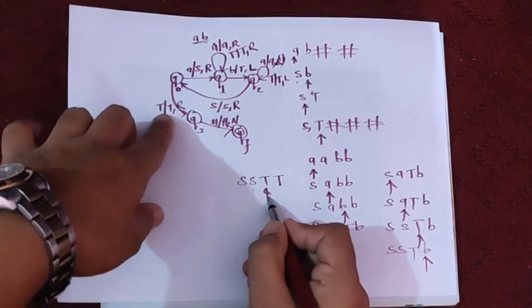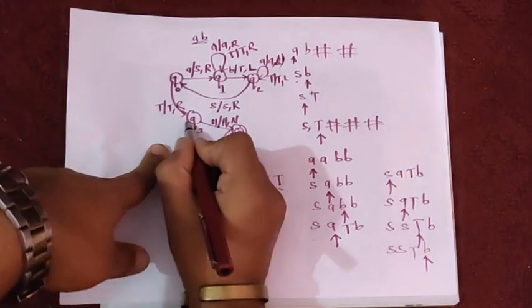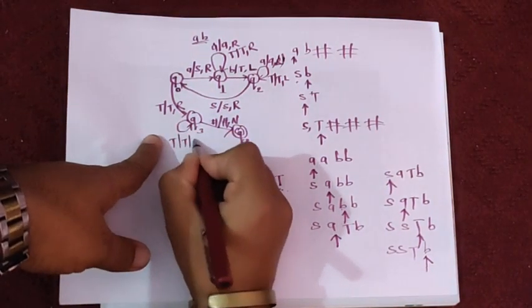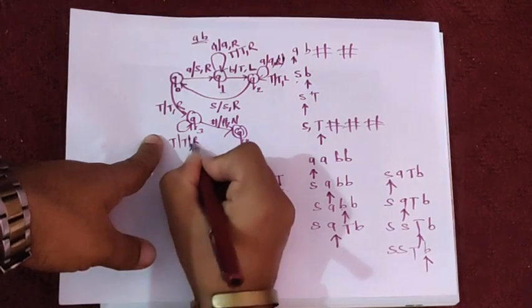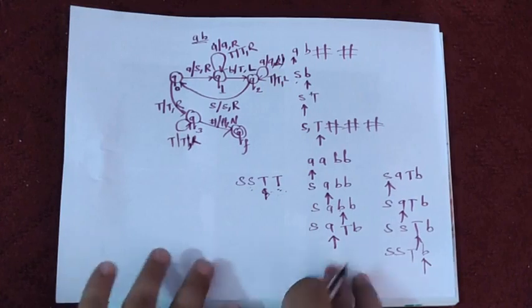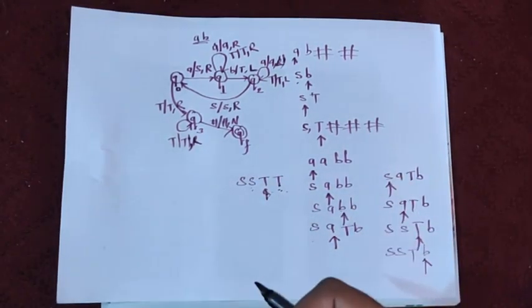So when T is there, we move to right and next T. So until we get blank symbol, we do nothing. And we get blank symbol at last. So this accepts A, B.